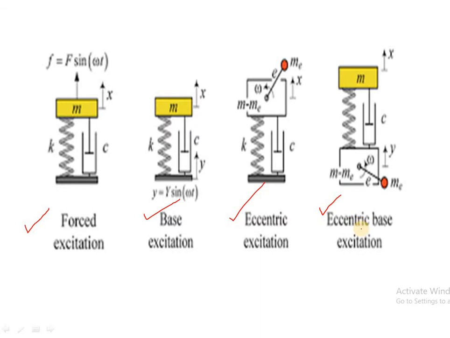So the example of eccentric base excitation is shakers, mechanical shakers, which are used to find out the natural frequency of any system. What is this? We will come to know in our 5th unit.